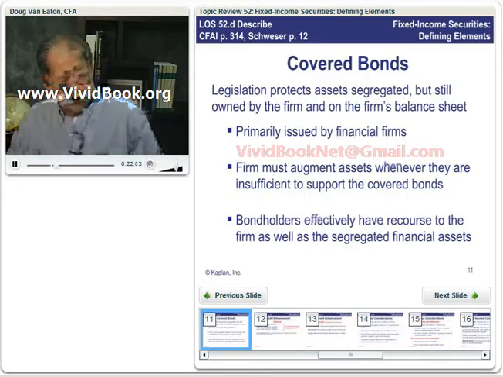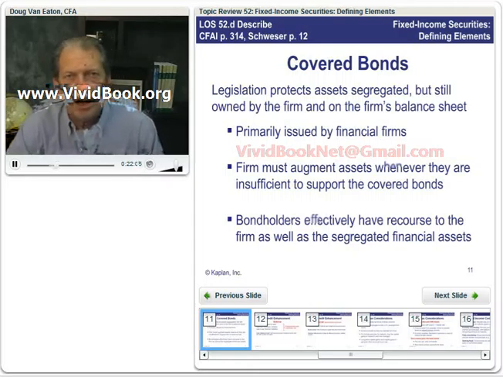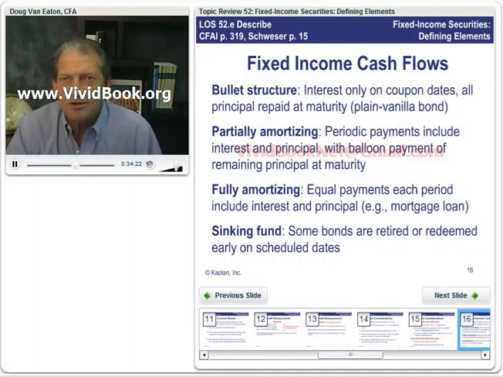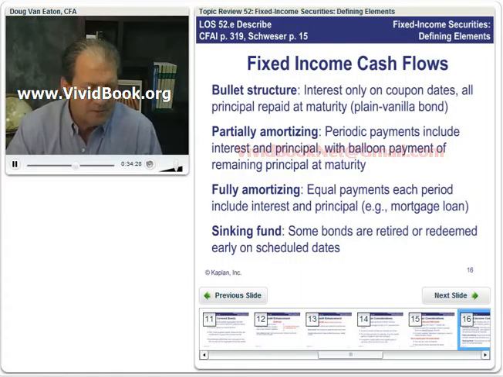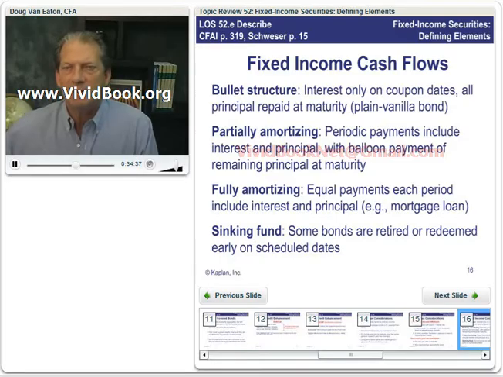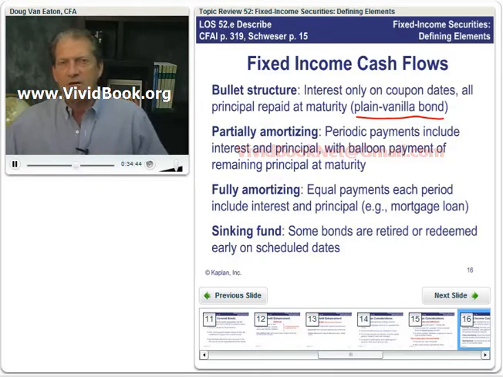Okay, let's talk about the cash flow and the repayment of principal now. That structure I initially said was the primary structure we run into in corporate bonds is a bullet structure. Interest only on the coupon dates. All the principal is repaid at maturity. These are also referred to sometimes as plain vanilla bonds. There's nothing fancy about them. They pay interest only. The principal is repaid at the maturity date, whether that's 5 or 10 or 20 or 30 years out.